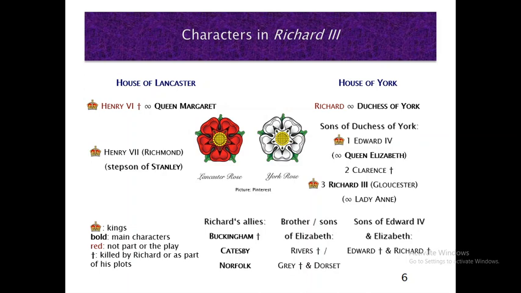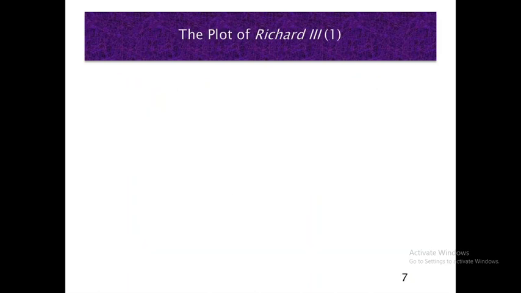As I said, the basic structure is House of Lancaster versus House of York. Before the play starts, Henry VI was king. At the beginning of the play, Edward IV is king. He dies at some point. Richard III becomes king. He's killed in the end, and Henry VII takes over. And this already leads me to the plot of this play.